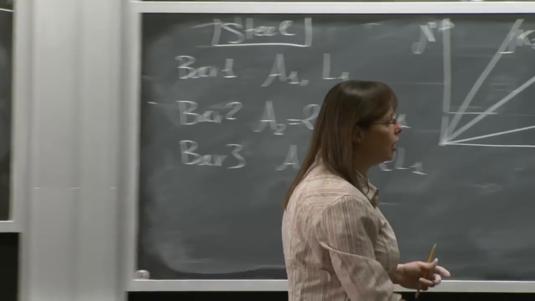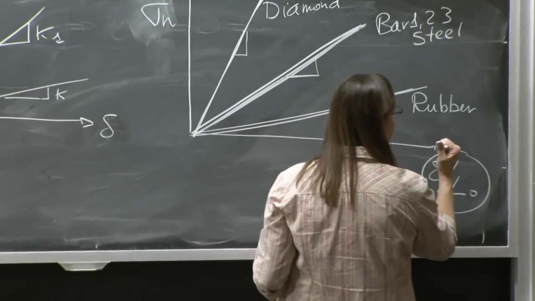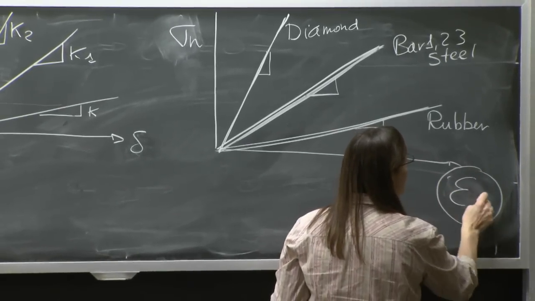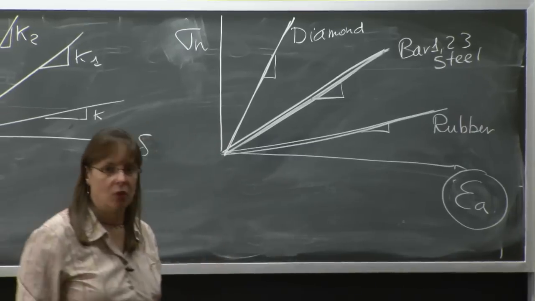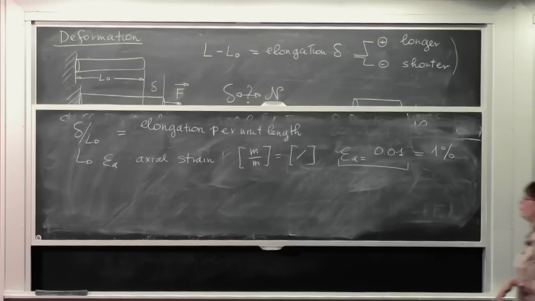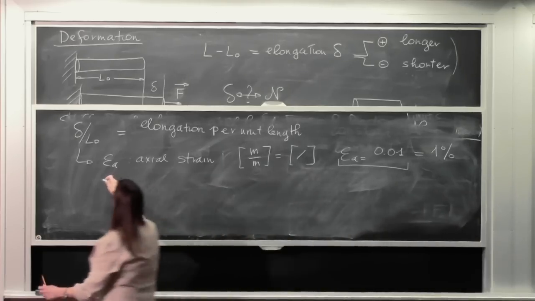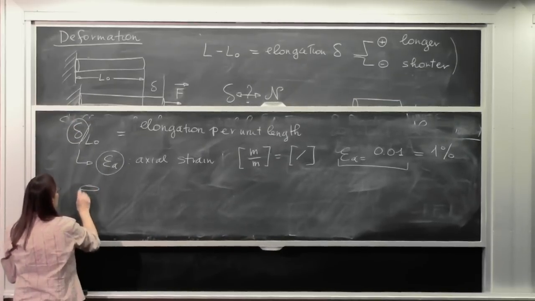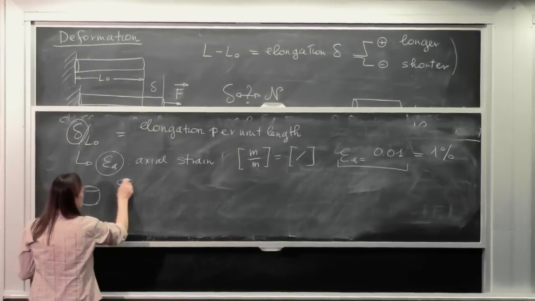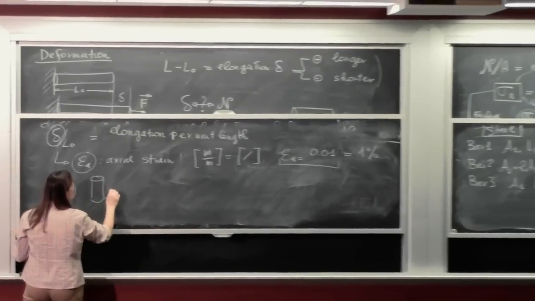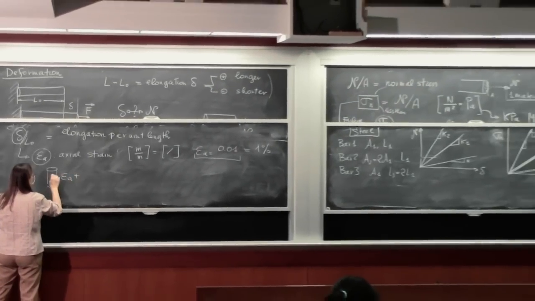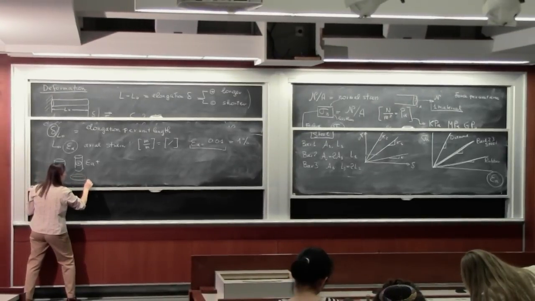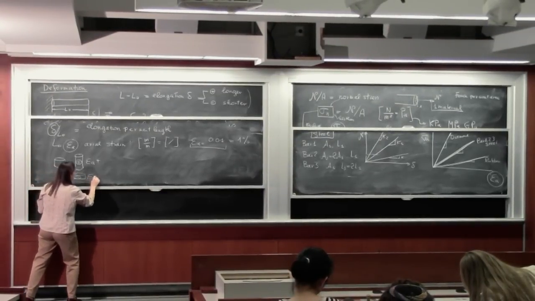So on this graph here, instead of having delta over L0, get rid of this, and we put epsilon axial. Okay? Let's look at the sign conventions. The sign convention for epsilon axial goes with the sign convention for delta. So a positive axial strain means that things get longer. A negative axial strain means that things get shorter.